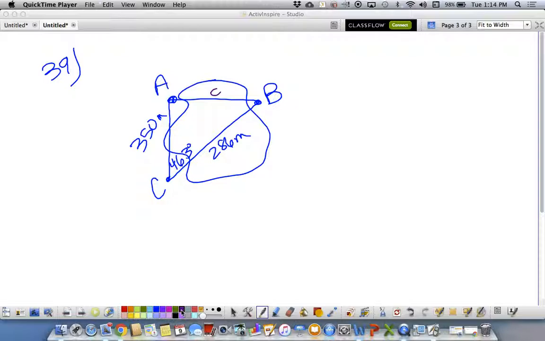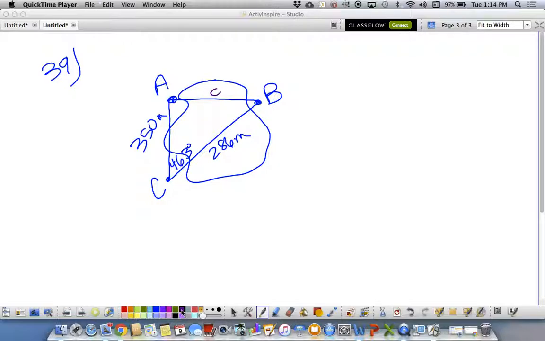Oh, that's the princess side, yeah. Those are good. Alright, so what did you get for C? Or A to B? What do you get? 257. 257 what? Meters. Yay. Alright, let's look at number 40.